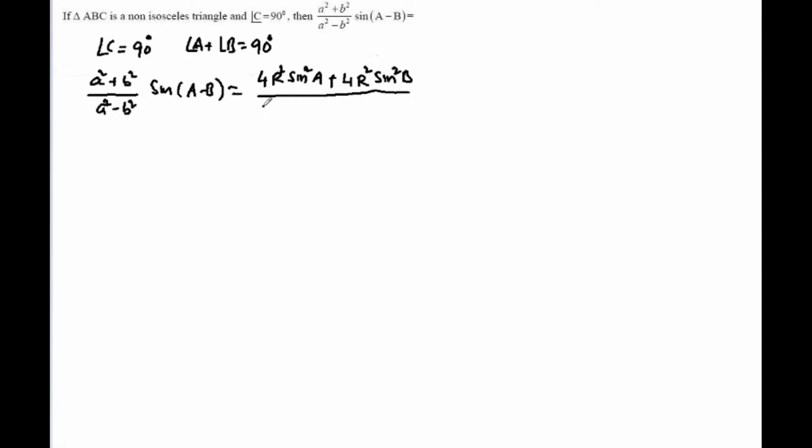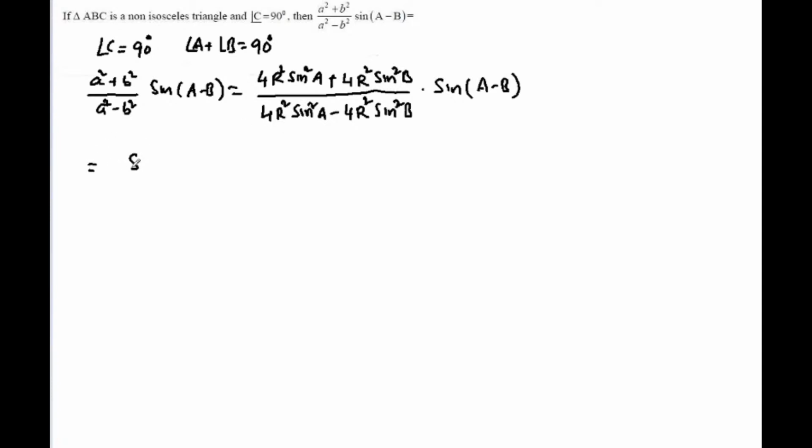So given equation, (a² + b²)/(a² − b²) × sin(A − B). Applying the sine rule, a = 2R sin A, so a² = 4R² sin²A, and b² = 4R² sin²B. This gives (4R² sin²A + 4R² sin²B)/(4R² sin²A − 4R² sin²B) × sin(A − B). The 4R² is common and cancelled.